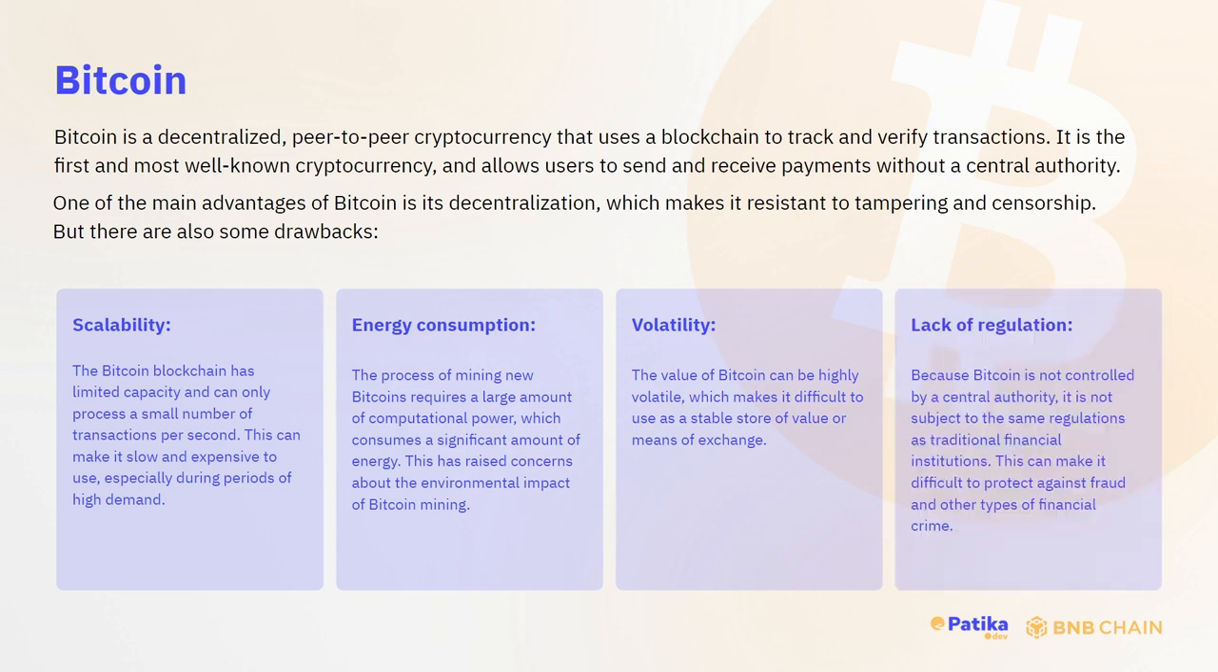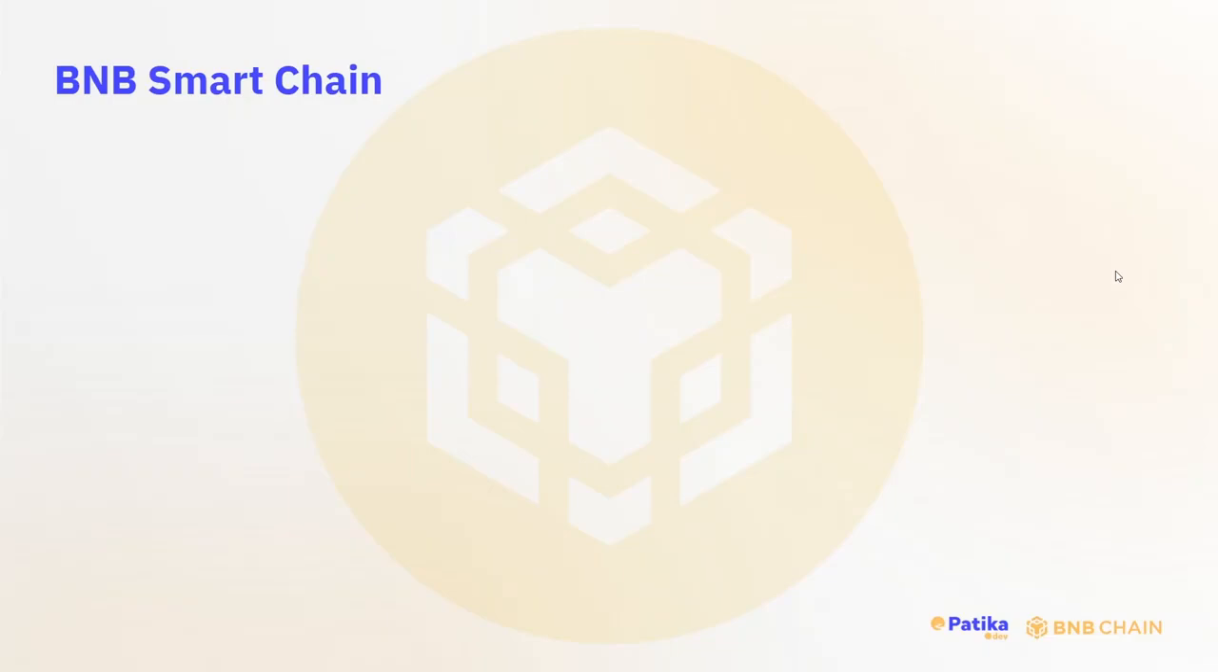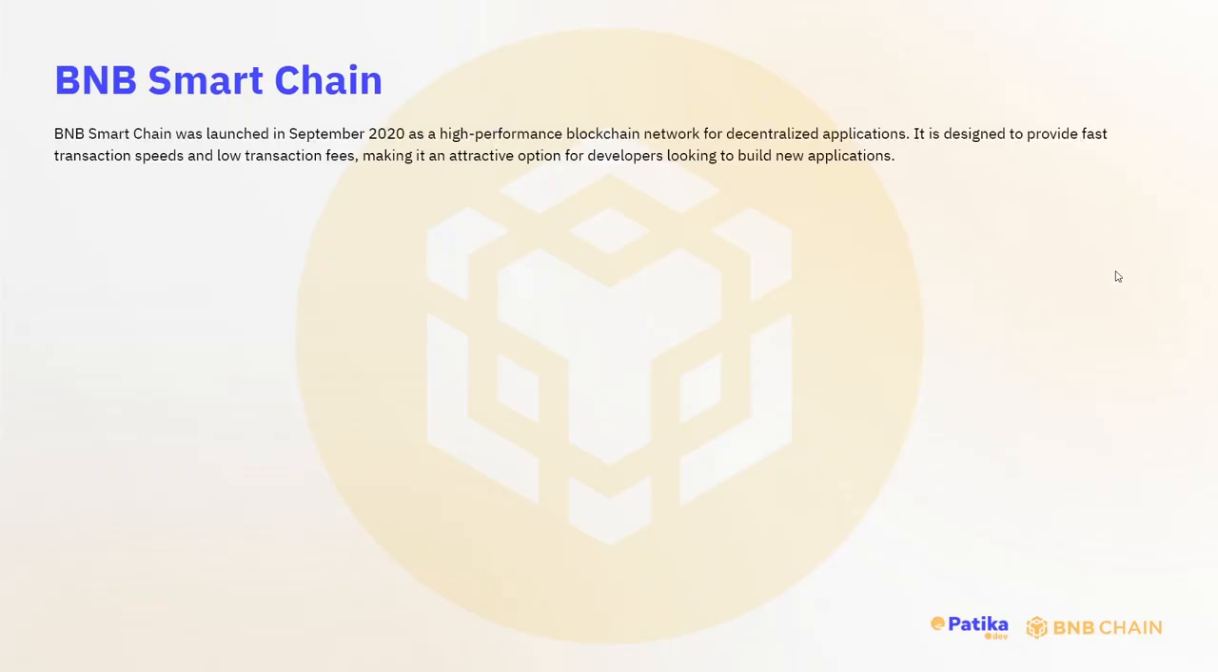Lack of regulation. Because Bitcoin is not controlled by a central authority, it's not subject to the same regulations as traditional financial institutions. This can make it difficult to protect against fraud and other types of financial crime. BNB Smart Chain. BNB Smart Chain was launched in September 2020 as a high-performance blockchain network for decentralized applications. It is designed to provide fast transaction speeds and low transaction fees, making it an attractive option for developers looking to build new applications.